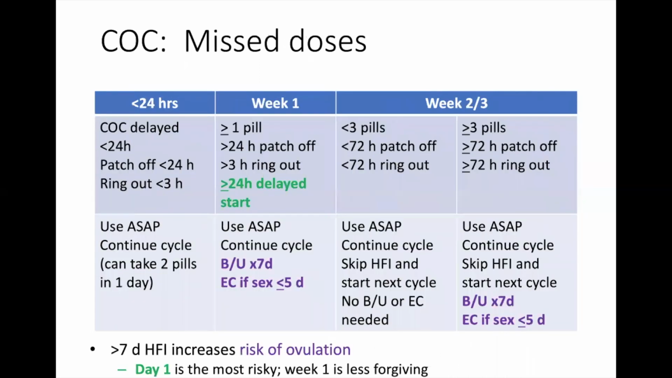So what do we do with missed combined methods? Okay, if the delay is less than 24 hours, because with the patch and with the ring what happens, of course with the OCP the woman will forget to take a pill, but with the patch every week we have to take the patch off and put another one. So sometimes if you delay taking off the old patch and putting on the new patch less than 24 hours, or the ring, some people will take the ring out during intercourse. So if it's out less than 3 hours, use it ASAP and continue the cycle.